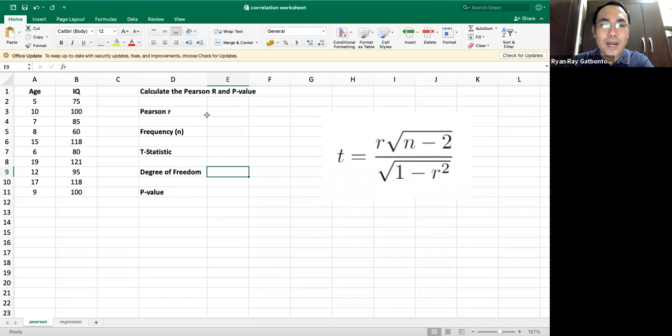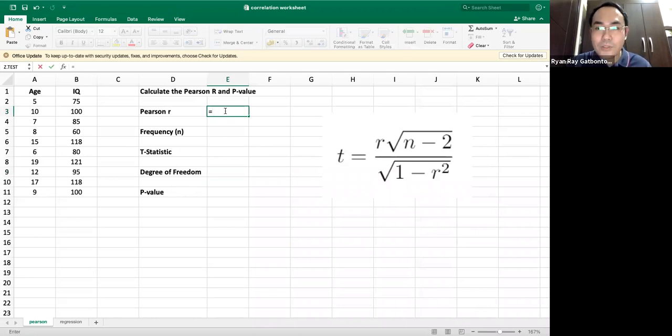Now we set these parameters and label them so that we will not be confused when we type our formula. To get the Pearson R, we click this cell, press the equal sign, and type the word Pearson, and select this function. The syntax of the formula is this: we use Pearson, then it will prompt you to select the first array of your data, which is your X variable, and your Y variable for array 2. Based on the problem, the X variable is your age, and the Y variable is your IQ.